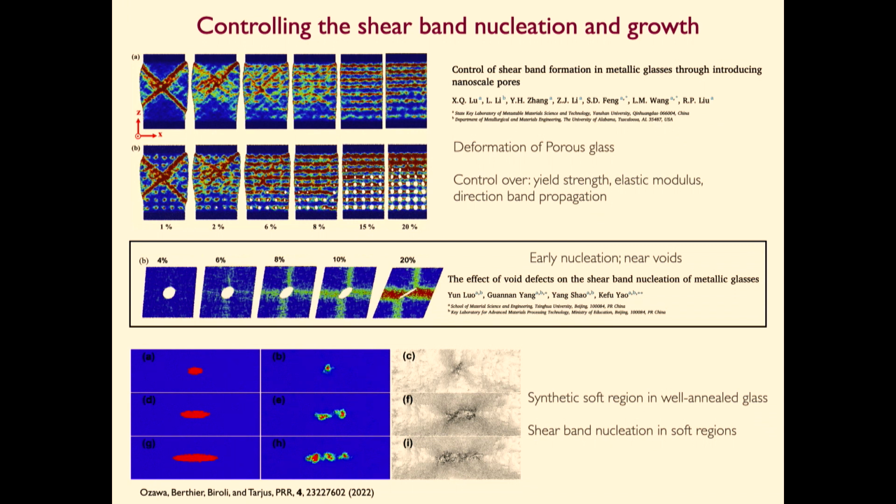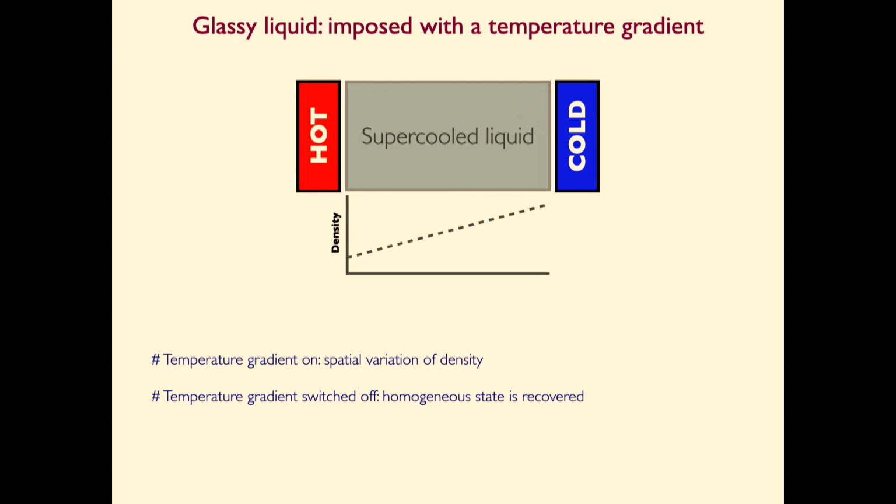as you increase the porosity. In this particular study, they have shown that if you introduce a void into a metallic glass, you can control or initiate the shear band near the voids, and you can also see the early nucleation of shear bands. Very recently, Ozawa, Berthier and others have prepared very well annealed glasses, and they have introduced some soft zones which are equilibrated at a slightly higher temperature, and they say that these shear bands nucleate from these soft zones. So in such a study, you can see that somehow they are able to control where the shear band is going to form.